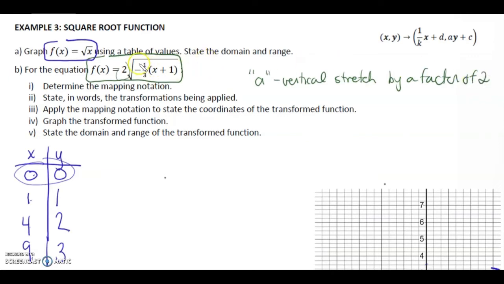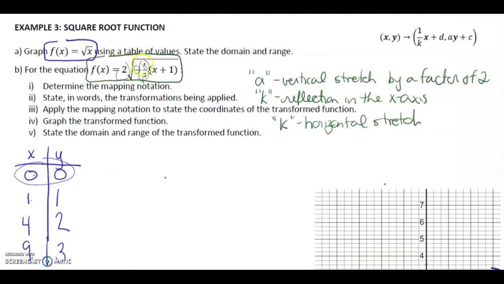of 2. Okay, we have two transformations here under the root sign, and they're both having to do with our k value. So the negative means reflection in the x-axis. The 1/3, remember we take the reciprocal of k. This is actually a horizontal stretch. And it's a stretch because 1/3, the reciprocal is 3. So by a factor of 3.